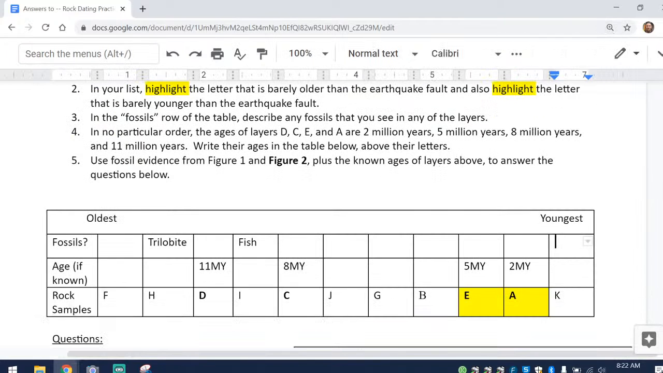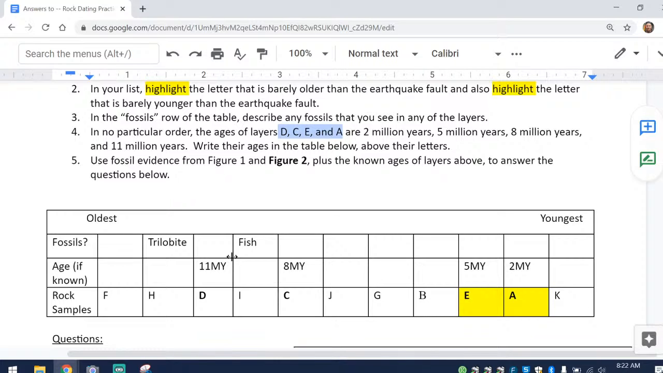This is maybe the trickiest step. I'm telling you that D and C and E and A are 2 million years, 5, 8, and 11 million years old. But I'm not telling you which is which. So it could be that D is 2, or maybe D is 5, or maybe D is 8, or maybe it's 11. You have to put them in order. This is the part where if we did absolute dating, you would be doing graphs and stuff and math to figure this out. But here I'm just making you work a little bit for it.